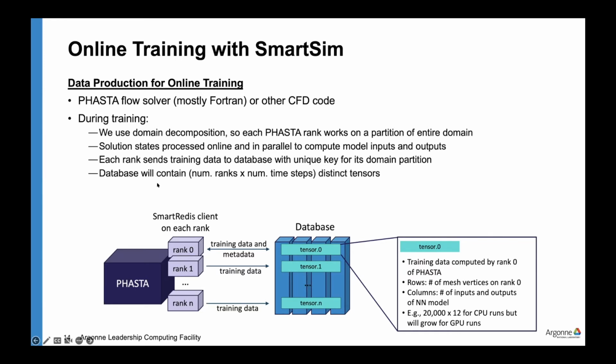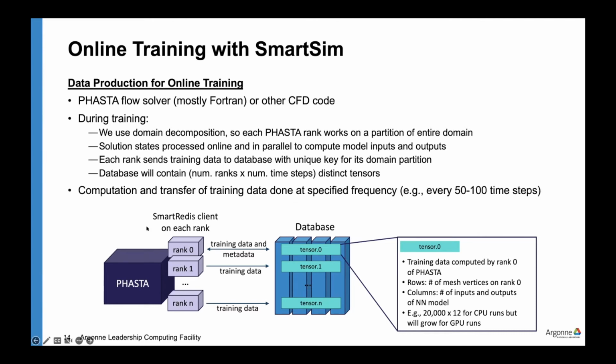So this is how we can distinguish the data within the database. And so in the end, our database will contain basically all of the tensors of training data, all the training data that we decide to send. So this is, for example, number of ranks times number of time steps, distinct tensors of training data. And something to note is that we have the option of sending training data and replacing what is there. So that means that training will be done on one snapshot at a time, or we can add snapshots to the database. So this means that we can train the model on a select number of snapshots from the simulation.